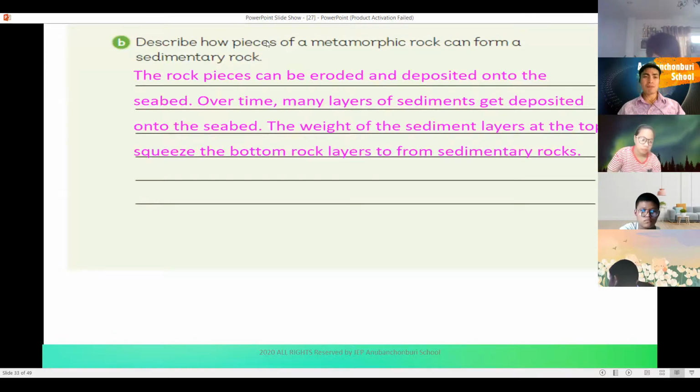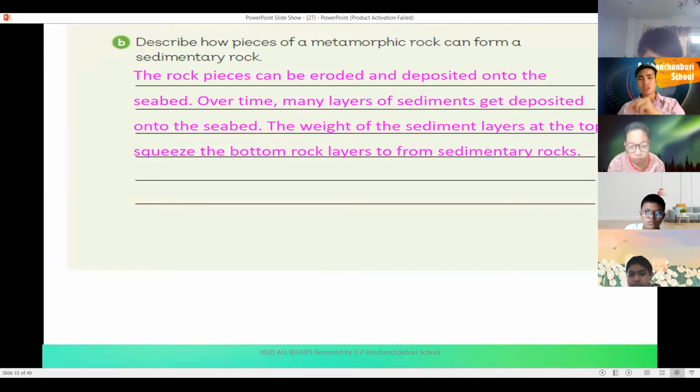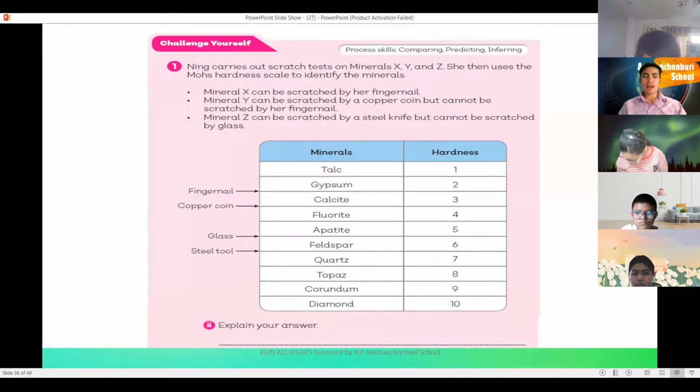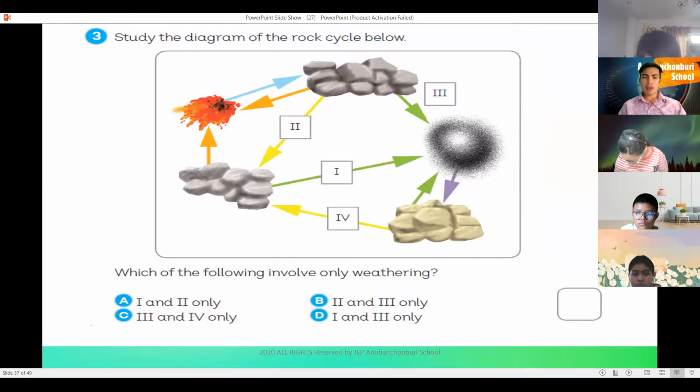There's another one here. Describe how pieces of metamorphic rock can form a sedimentary rock. Of course, because of the weathering and erosion, there will be the process of deposition. And then over time, the weight of the sediment layers at the top squeeze the bottom rock layers to form a sedimentary rock. Okay? There's a lot of questions here, but we don't have time anymore.